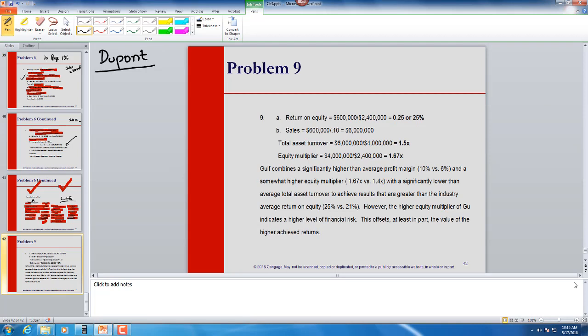Gulf Controls has a net profit margin of 10% and earnings after taxes of $600,000. Its current balance sheet is given there. You've got current assets, fixed assets, current liabilities, long-term debt, common stock, retained earnings. Look at their retained earnings. This is what long-standing companies look like. Their common stock will be a lot less than retained earnings because retained earnings are accumulated over a period of time. Calculate Gulf's return on stockholders' equity.